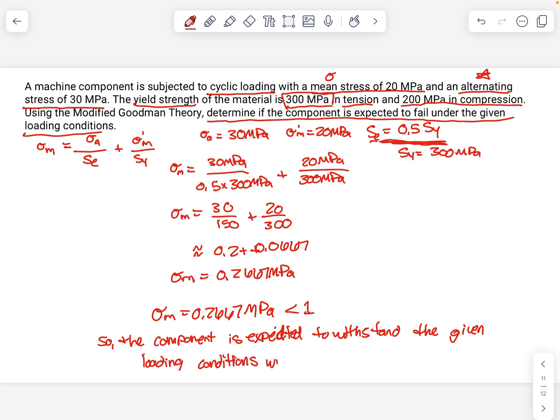Without failure, according to the modified Goodman theory. And again, this wasn't a multiple choice question, but they're not all multiple choice on the FE exam. You're going to have some fill in the blanks. Those are usually more numerical values. But even if a problem like this were to appear and ask for the mean stress, then you have the equations, you have the variables, you just got to plug it all in, and you're good to go.